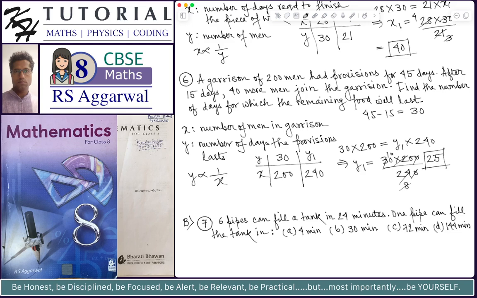So after 15 days, based on the remaining food, 240 men will survive for 25 days. Because after 15 days, 200 men could survive on the remaining food for 30 days. So definitely 240 men will survive for less than 30 days, and hence our result of 25 days is consistent.